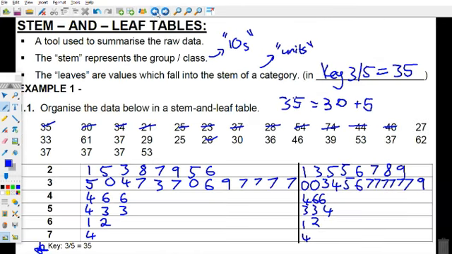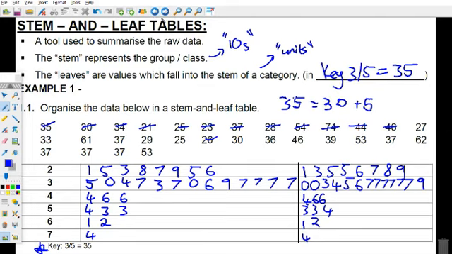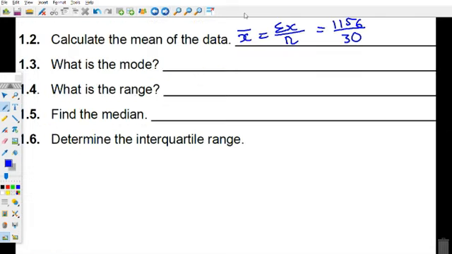Okay, so we need to look now. We need to find that. So what's it going to be? 1156 divided by 30. So what's it? 38.53. Right.